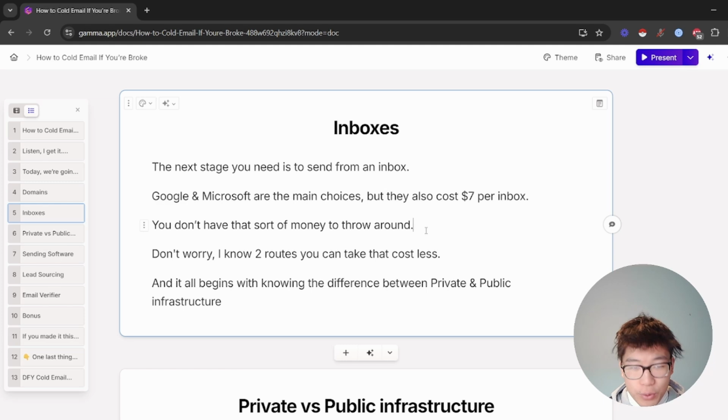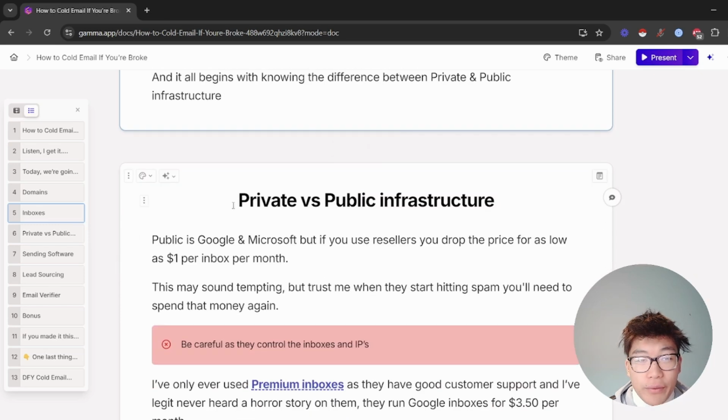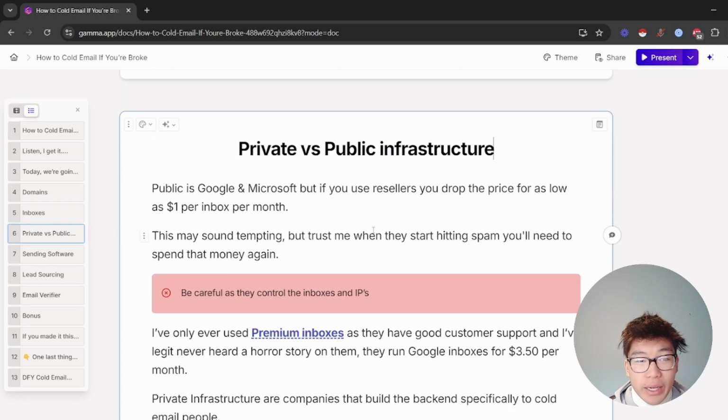And first, before we do all that, you need to know the difference between private and public infrastructure, because those are two very different things. So private versus public infrastructure. Public is Google and Microsoft, but if you use resellers, you drop the price. The reason people use public is because they will be here forever. They're never going anywhere. I know Google has a thing right now where they're getting split up, and the court in America is tearing them apart or something.